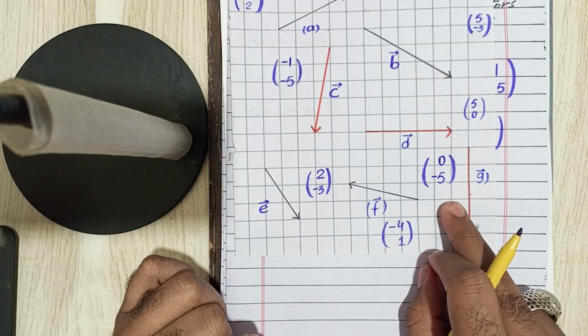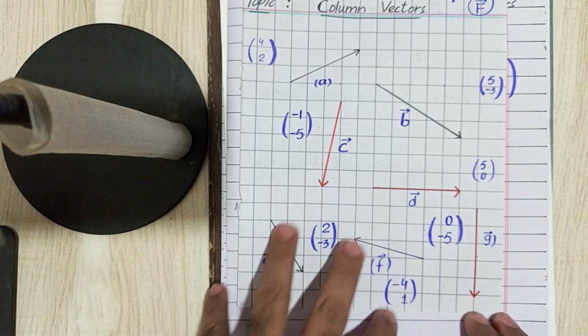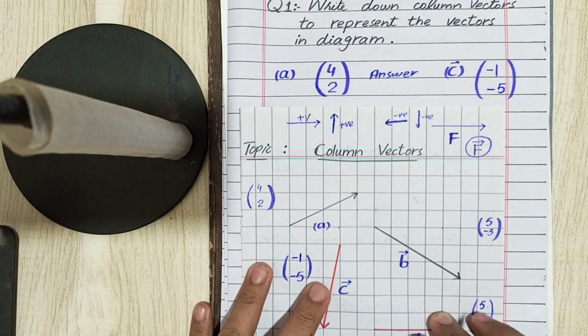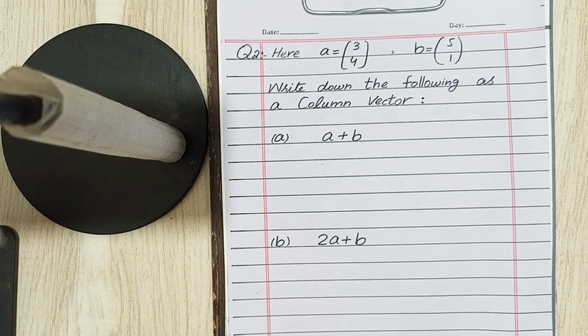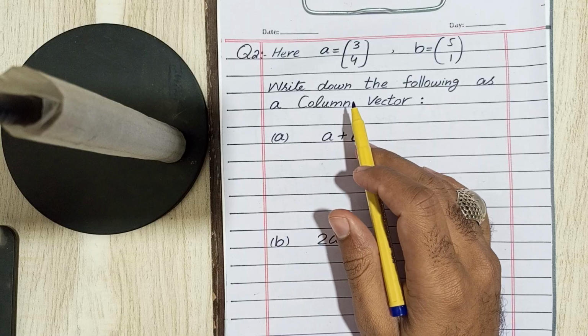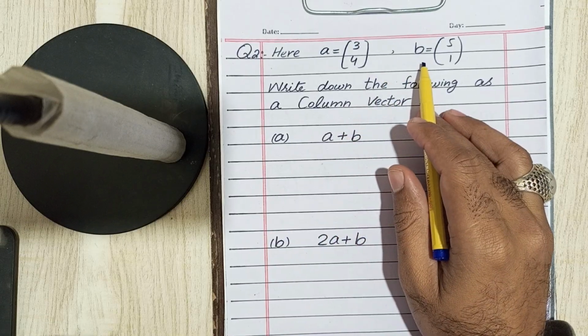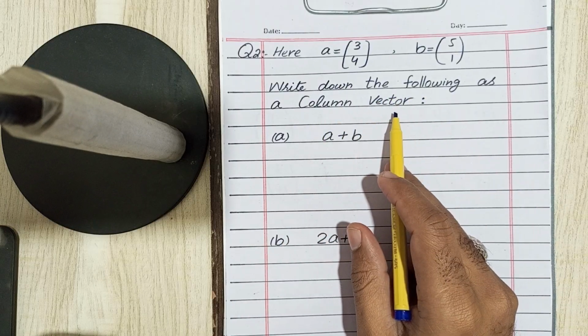So this is our final answer. I hope you got it, how to write in column vector form. So our first question is complete. Now our next question, question 2. In question 2, here we have column vector A and column vector B. Write down the following as a column vector.